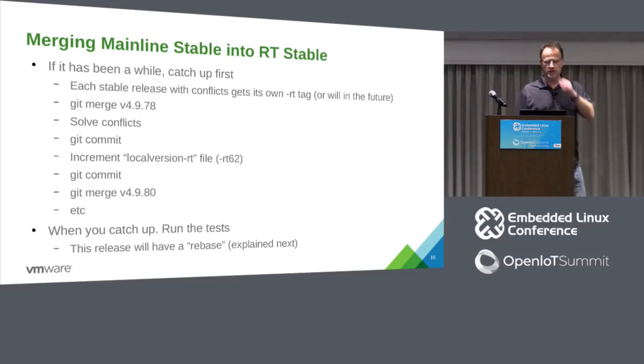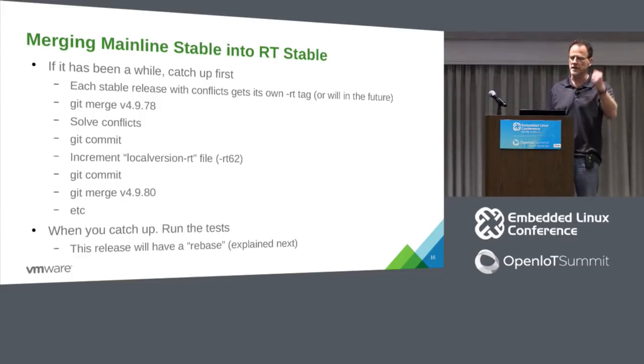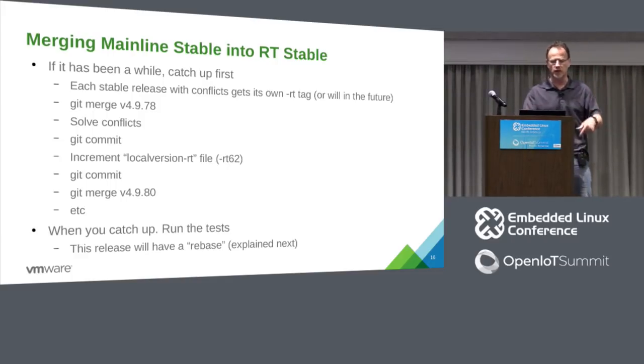So we do a git merge 4978, solve the conflicts, git commit, increment the local version file, go to the next one, git merge, solve the conflicts. When I resolve conflicts on one, I basically compile the kernel, boot it, run a few simple tests: does it boot up, does it run, does priority inheritance work? Yes, it does. Okay, good enough, go to the next one.